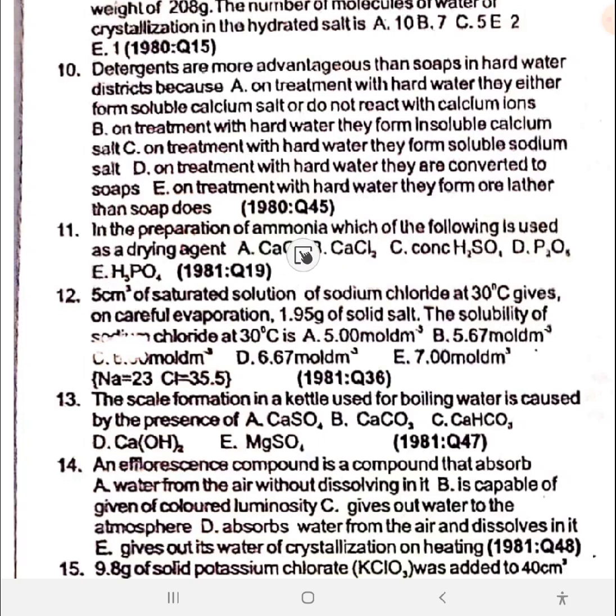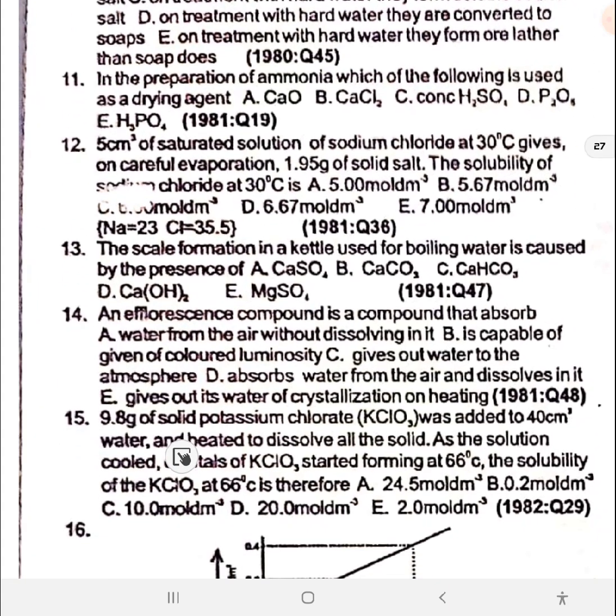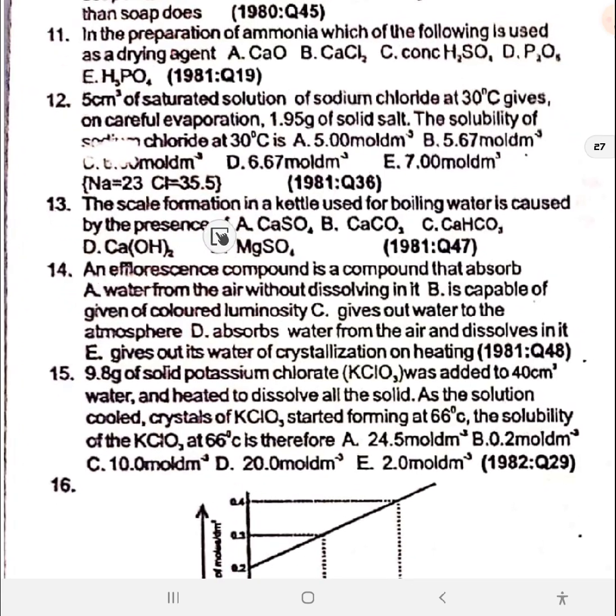11. In the preparation of ammonia, which of the following is used in drying? Option A, quicklime. We've touched that already. 12 is a calculation question. 13. Scale formation in kettles used for boiling water is caused by the presence of calcium tetraoxosulphate(VI), option B. So when the water is hard water and you use a kettle to boil it, you get calcium sulfate. 14. An efflorescent compound is a compound that gives out water to the atmosphere. Option C.